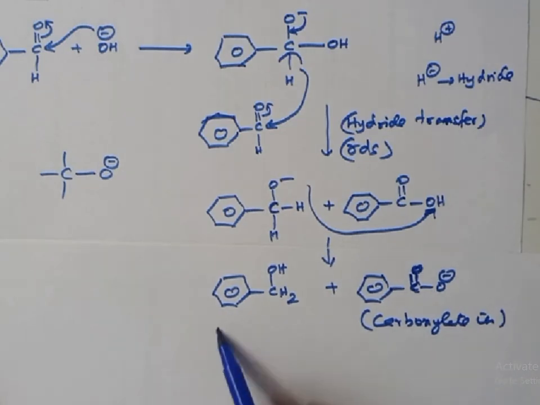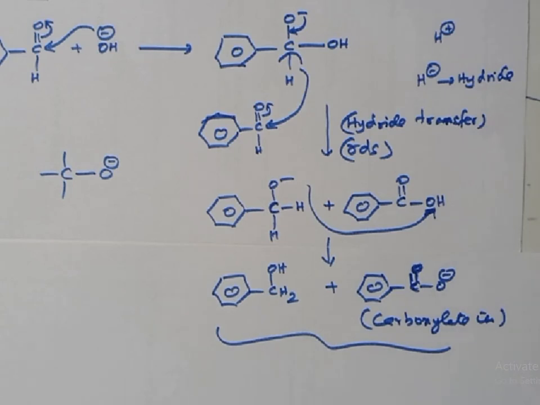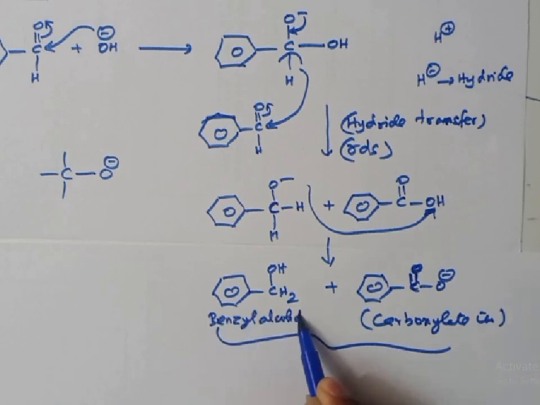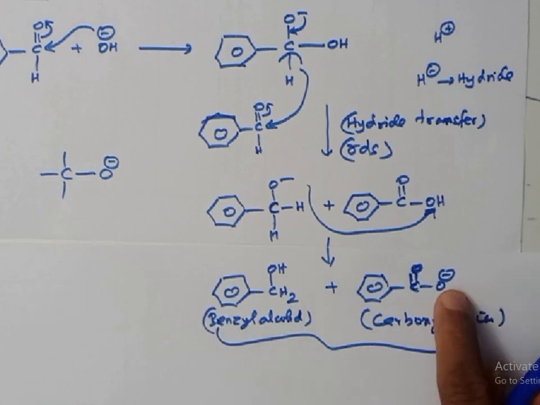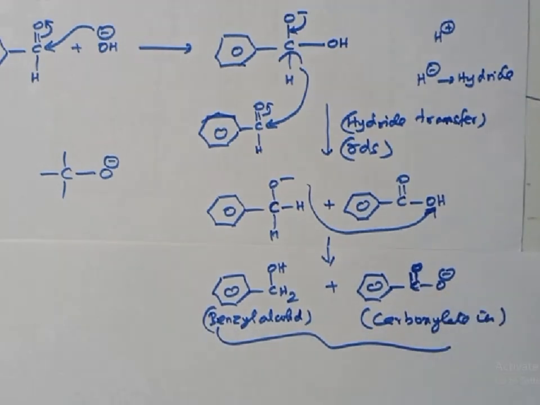Okay, and this is the product we get. One form is benzyl alcohol, this compound is called benzyl alcohol, the common name. Benzyl alcohol is one product. The other product is sodium benzoate. Sodium ion gets attached with this. Take down. You'll get sodium benzoate.